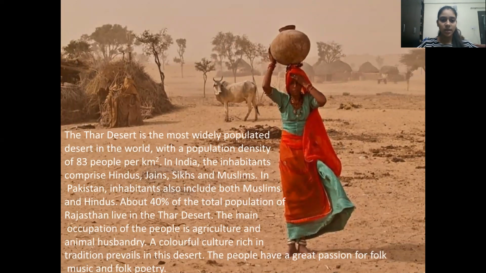The Thar Desert is the most widely populated desert in the world, with a population density of 83 people per square kilometer. In India, the inhabitants comprise Hindus, Jains, Sikhs, and Muslims. In Pakistan, inhabitants also include both Muslims and Hindus. About 40% of the total population of Rajasthan lives in the Thar Desert.